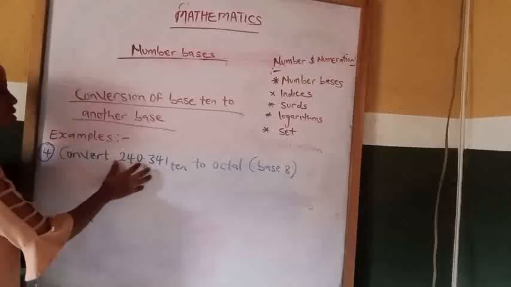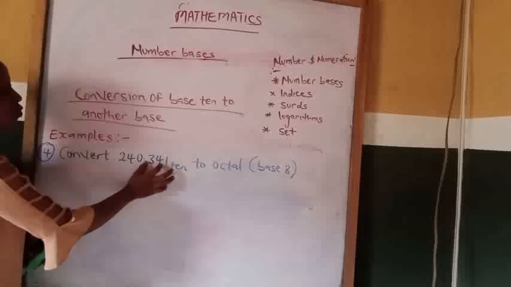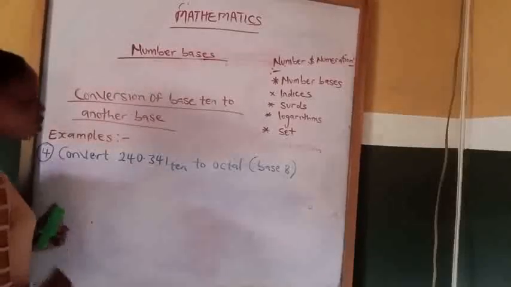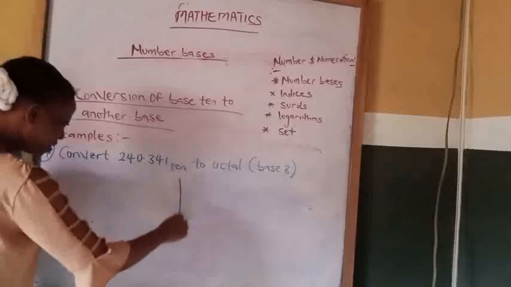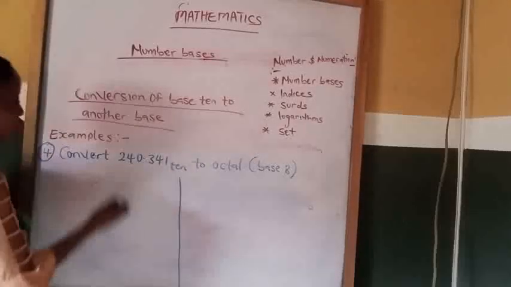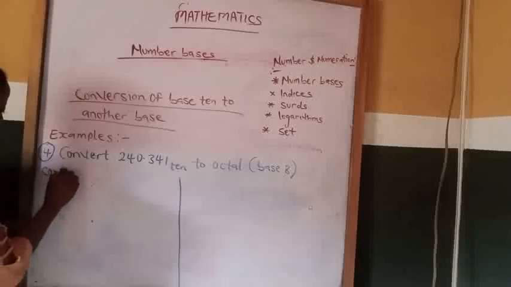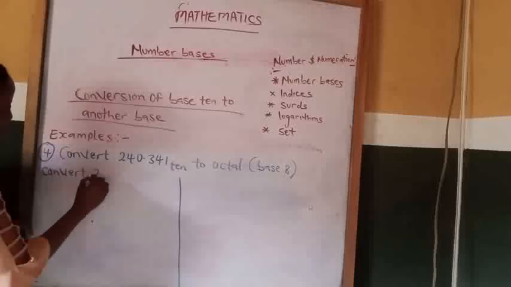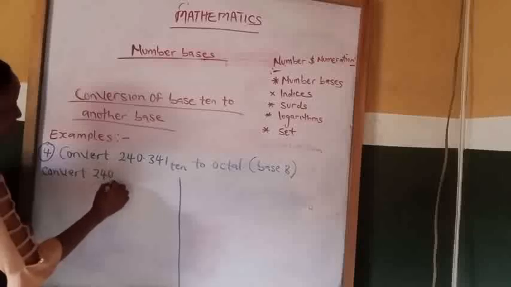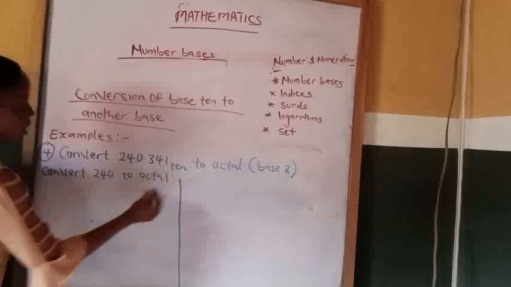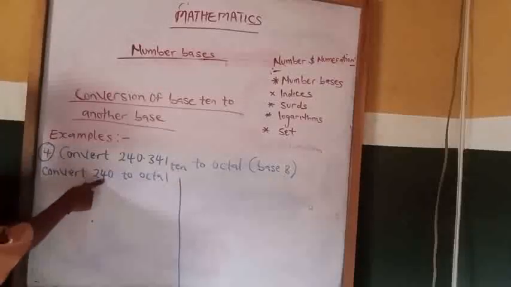So we first convert the whole number before we convert the decimal number. So this example is of two stages. First convert 240 to octal.